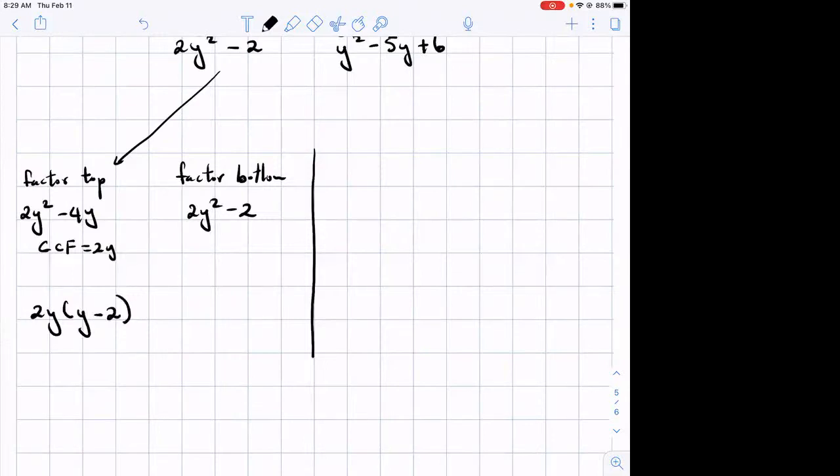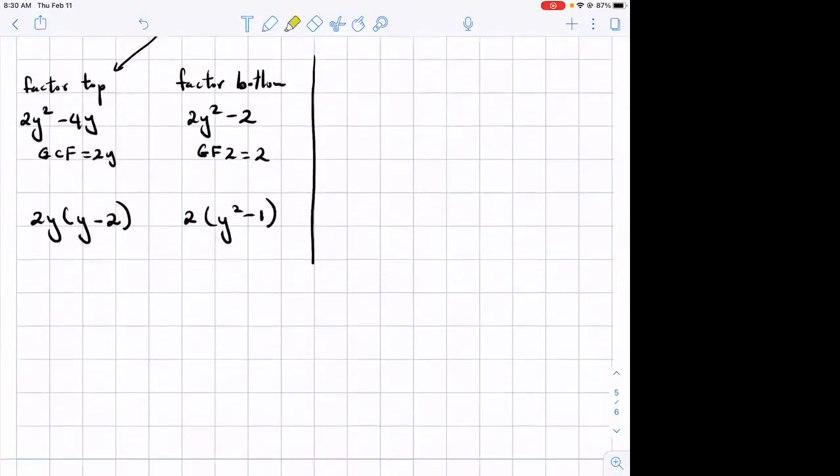Okay? The GCF we have here is also equal to 2. So if we take out a 2, we have y squared minus 1. But be careful with this. That's the difference of squares, right? It's the same as 2 times y squared minus 1 squared. And this here we know becomes y minus 1 times y plus 1. Don't forget the 2. The 2 comes down. So we factor the top, we factor the bottom. Okay?